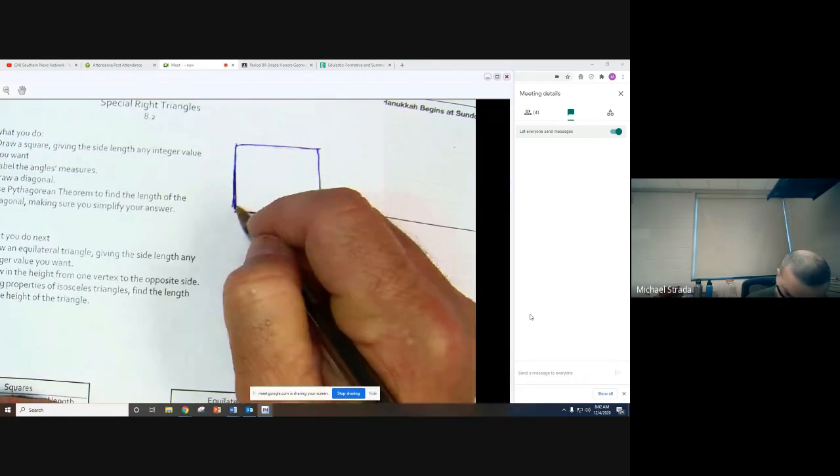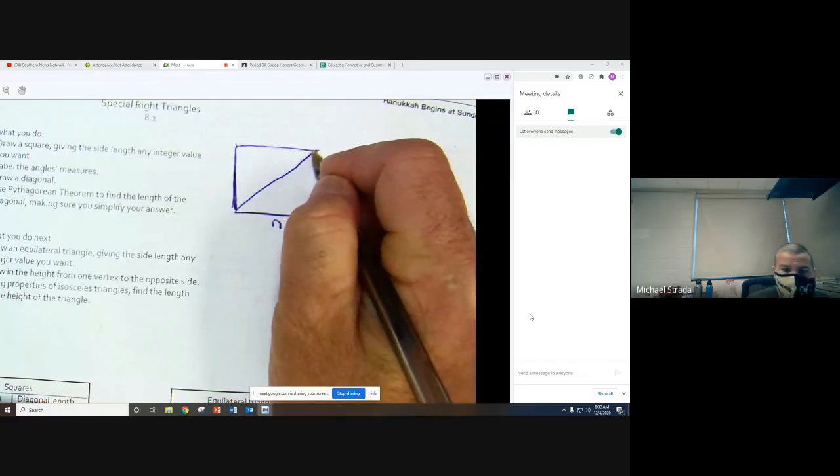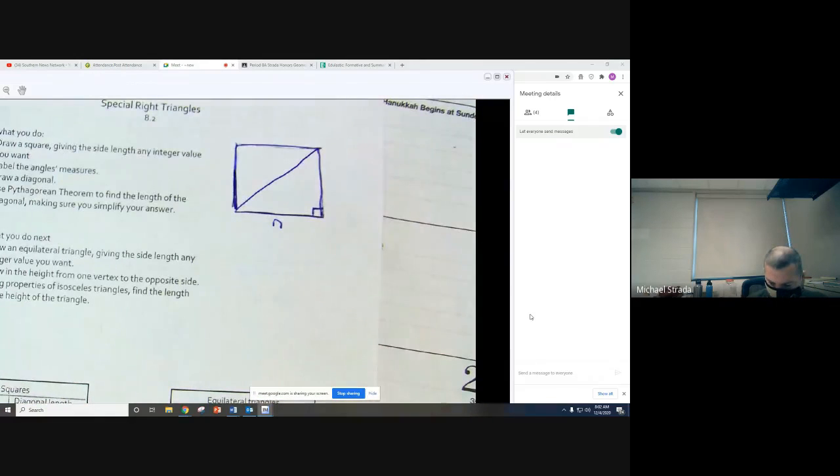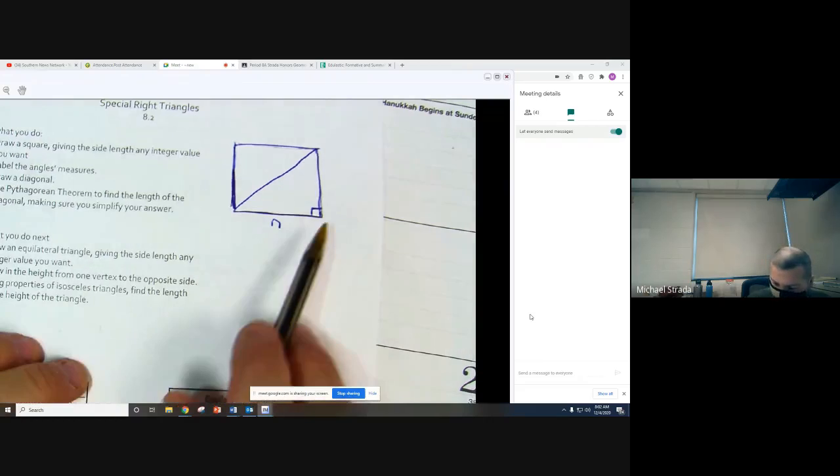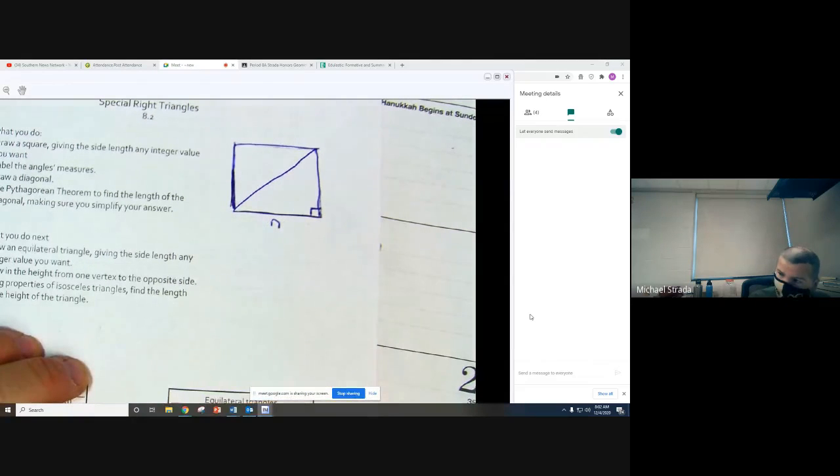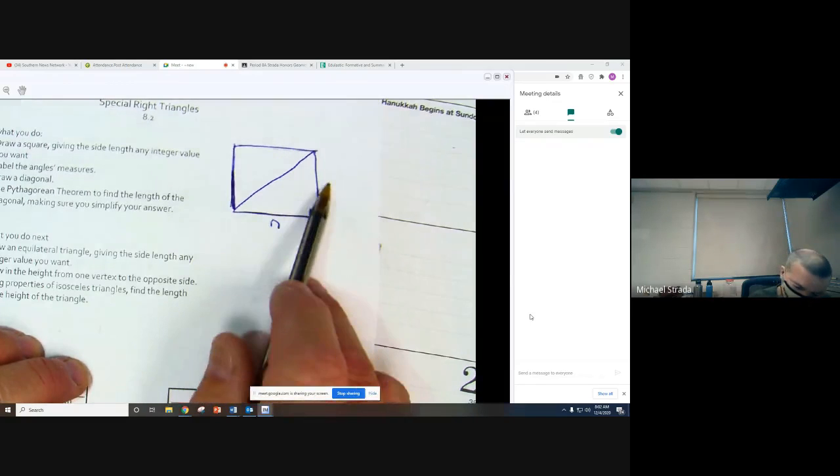All right, we're then going to draw a diagonal. Diagonal is a line segment going from one vertex to another that is not a side. Now, in addition to being a right angle, all sides of a square are what? Congruent. So whatever you label that side, please label that other side as well.